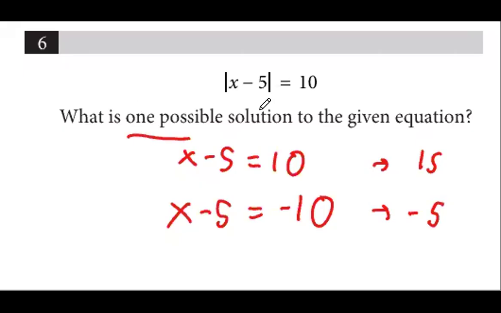So what is one possible solution for the given equation? Well, you could have entered either of these and they would both have been marked correct on the actual test. So whichever one you want.